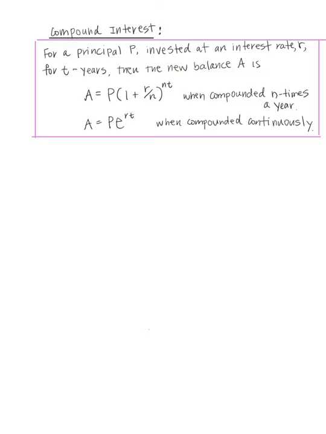Okay, so our next topic is compound interest. Let's just read this together. It says that for principal P invested at an interest rate R for T years, the new balance A is A equals P times the quantity 1 plus R over N, raised to the N times T, when compounded N times a year, and A equals P times e to the RT when compounded continuously.